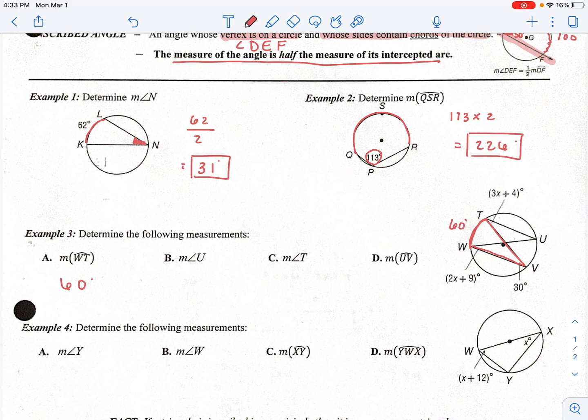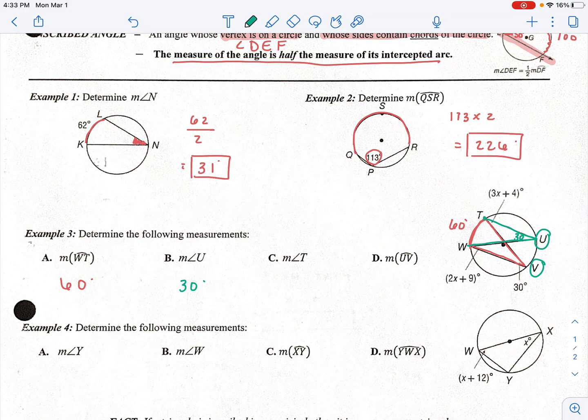Now they want us to find what angle U is. Well, angle U is right here. And that shares the exact same arc as 60. All right, since it's an inscribed angle, it's going to be half that arc, so it's going to be 30. So angle U and angle V are the exact same measurement.